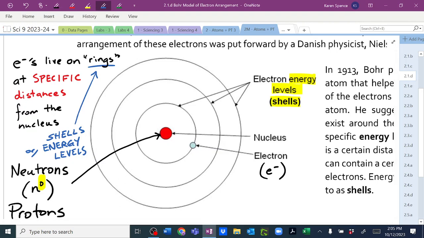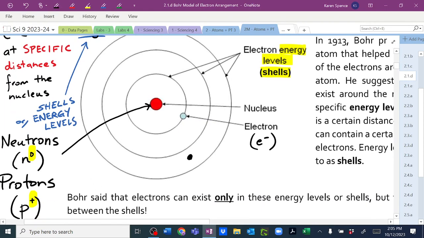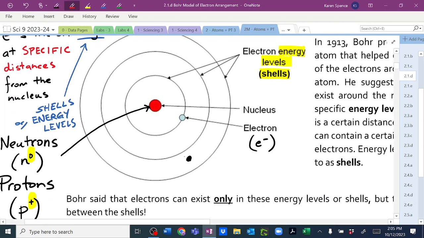Now, when he said the electrons can live on those rings, that meant that if you had an electron, can it live in between the rings? Can it live in between shells? No, it's not allowed to be there. So electrons are not allowed in between the rings. They can only live in the shells, not between the shells.